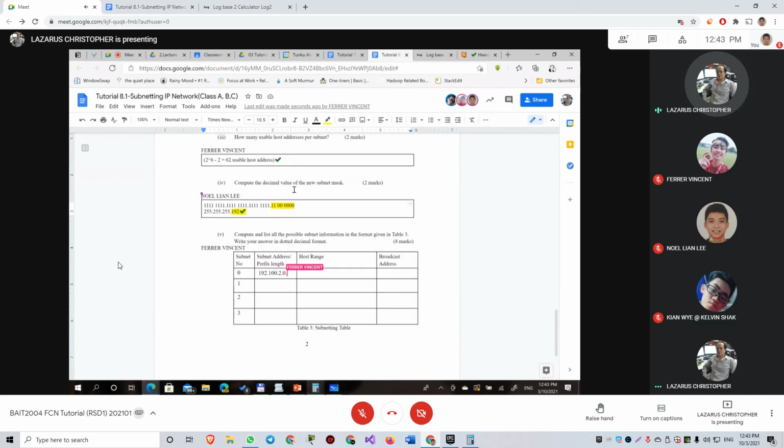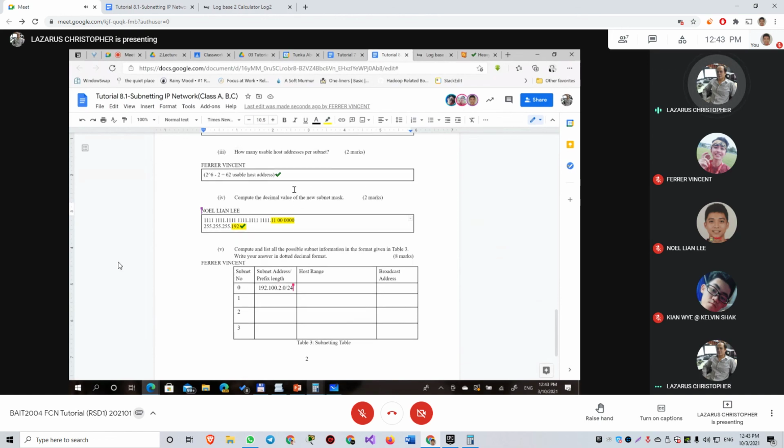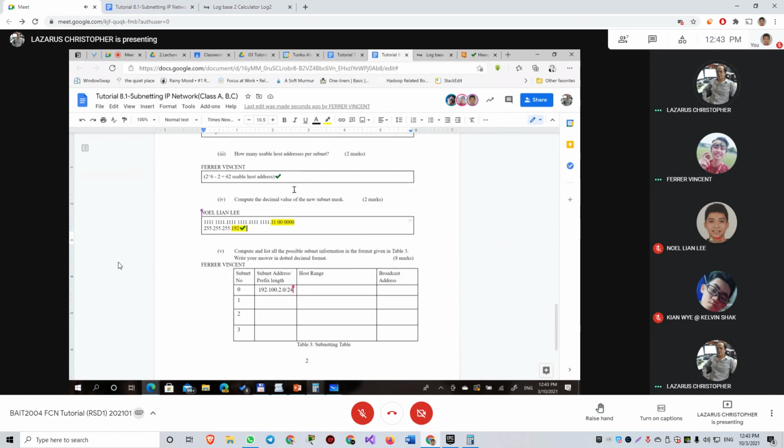Now, we borrow 2 bits. So what is the prefix? It's no longer 24. We borrow 2 bits, so 24 plus 2 becomes 26, so /26.